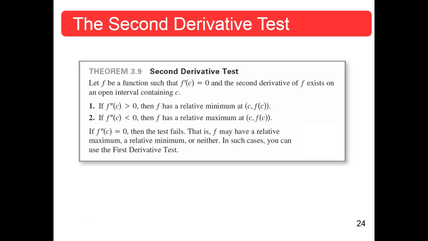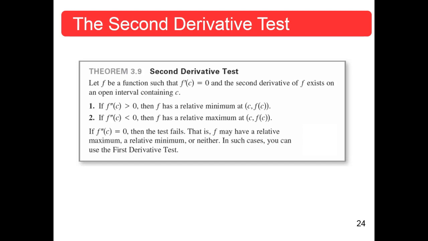So here's Theorem 3.9, the second derivative test. Let f be a function such that f prime of c is equal to 0. That means c is a critical value. And the second derivative of f exists on the open interval containing c. If it exists, that means you can evaluate it. If f double prime of c is positive and f prime is 0, that has to be a relative minimum. Concave up with a horizontal tangent line, got to be a minimum. If f double prime of c is negative, meaning concave down, and it does have a first derivative of 0, that means it's got to be a relative maximum. That's f of c.